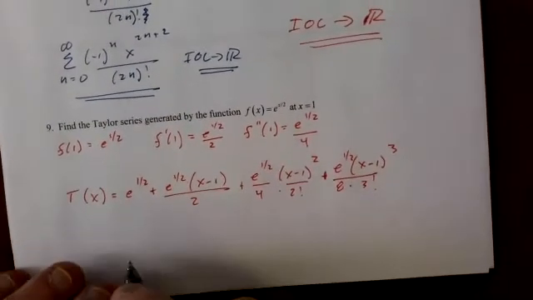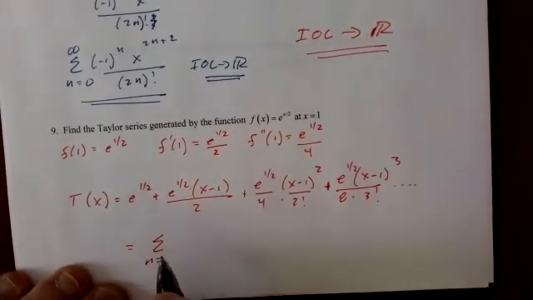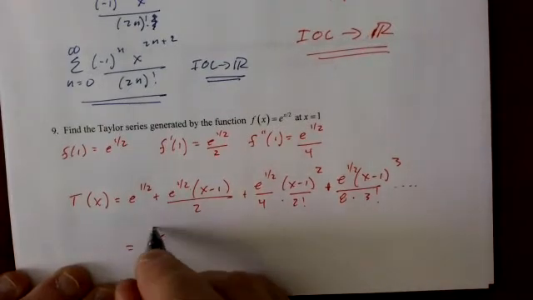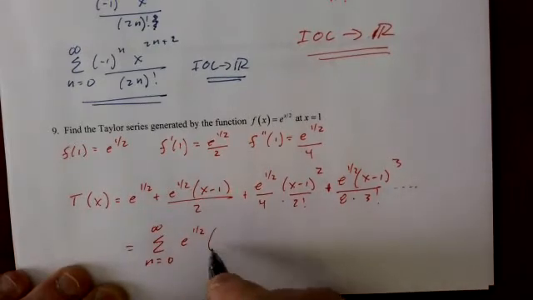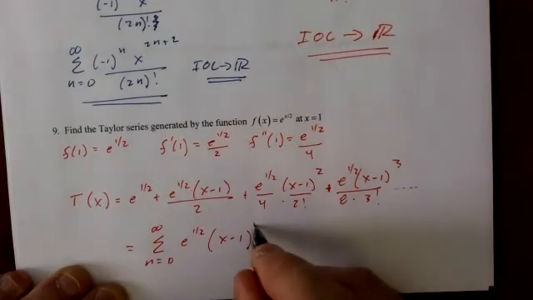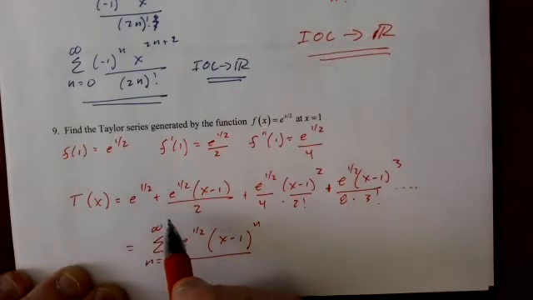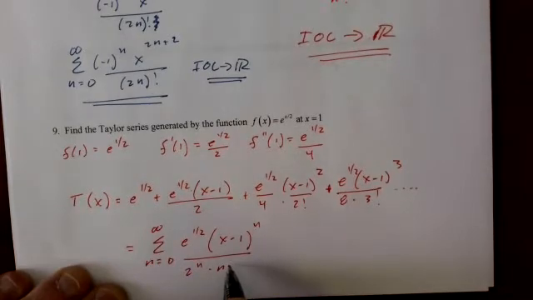So the sum from n equals, I think I will go with 0, of (e to the 1/2)(x minus 1)^n, over 2 to the n times n factorial.